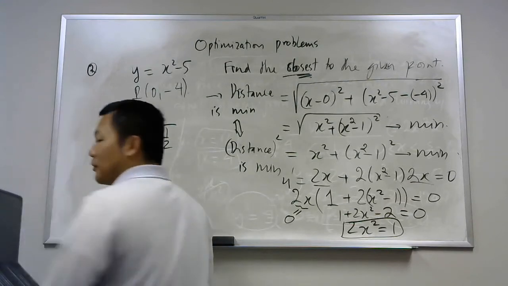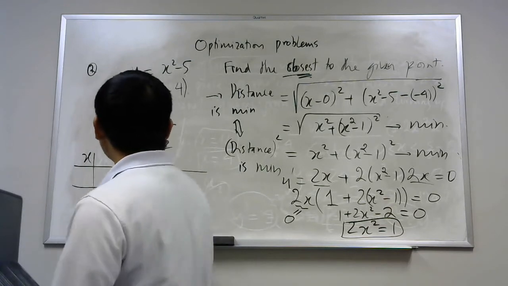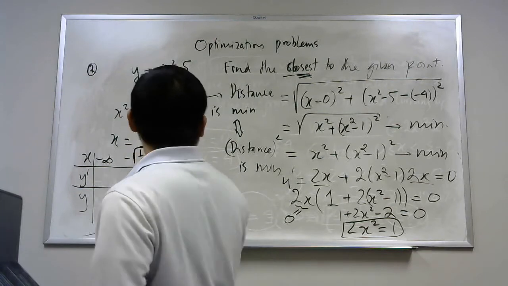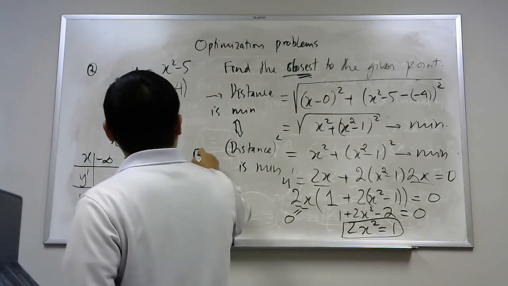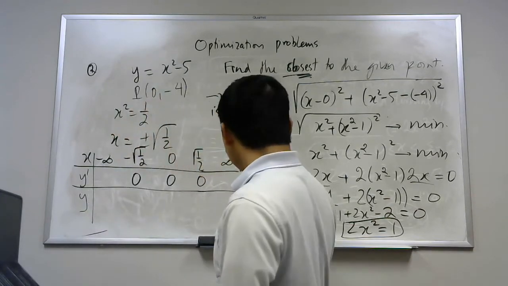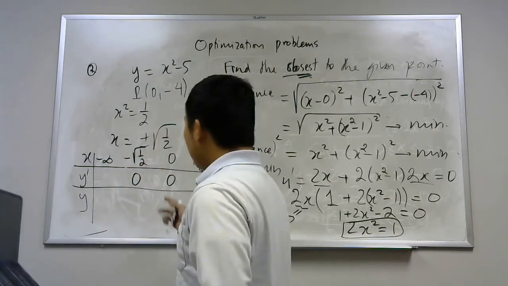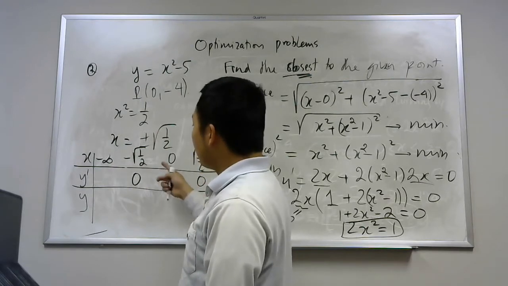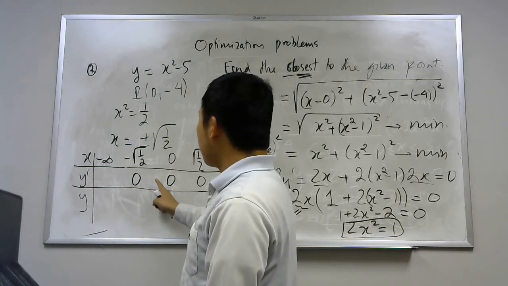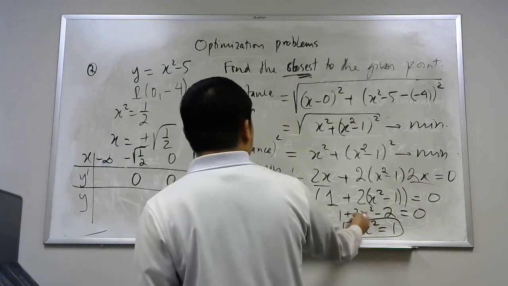And now we need to make the chart for the first derivative. There's no way to avoid that. So I have x, y prime, and y, from negative infinity, negative square root of 1 over 2, and 0 in here, square root of 1 over 2, and then infinity. I get 0, 0, 0. You see? So our square of the distance has 3 critical points. So we have 4 intervals, right? From each interval we need to pick 1 point in order to consider the sign of the first derivative. Basically, I can write 2x squared minus 1.